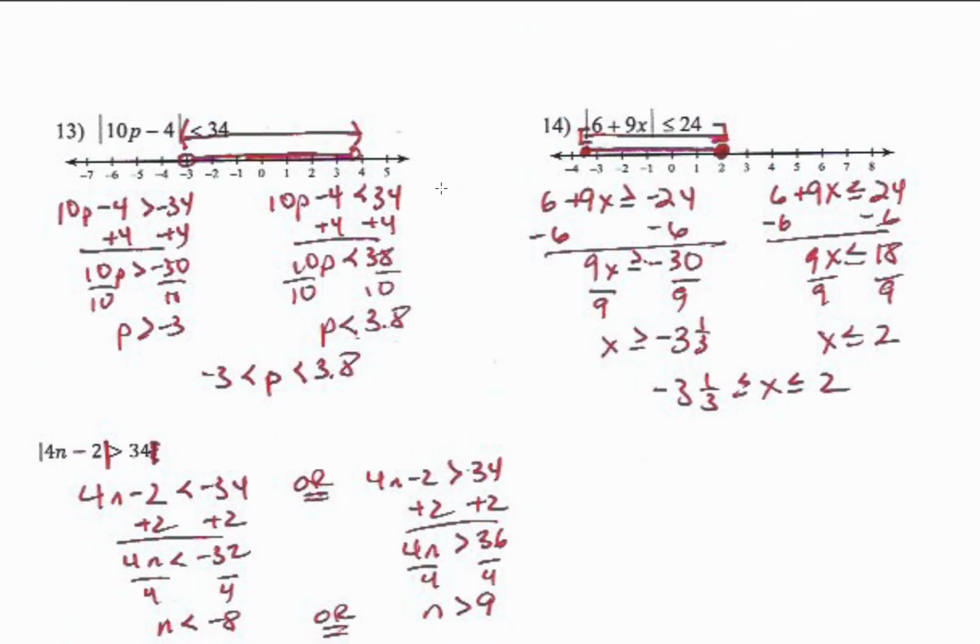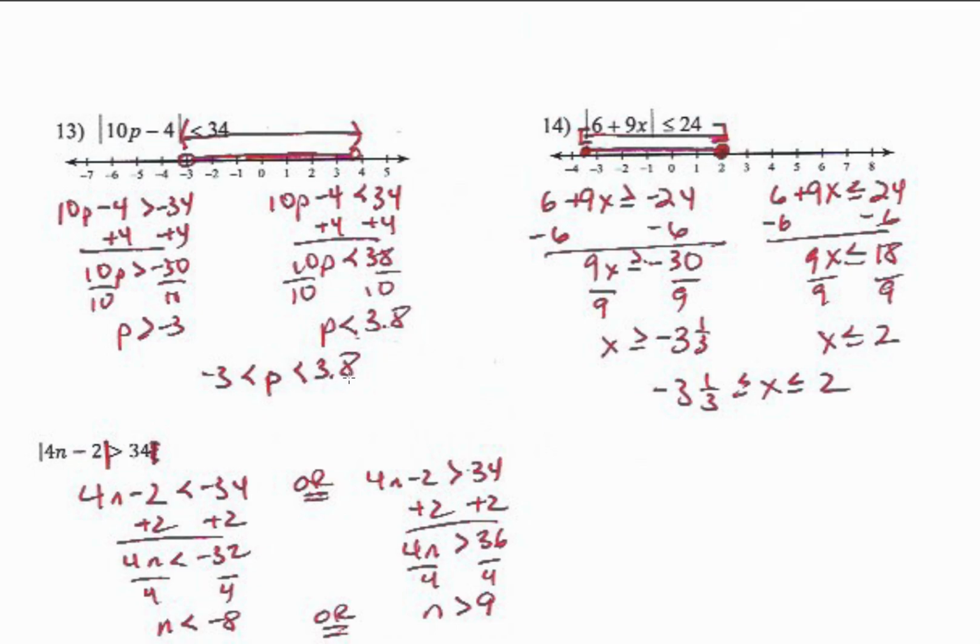Here we have 2 less thans, so we know they're bounded intervals. They will always look like they do on the bottom here. The first one, number 13, could be greater than negative 34, or it could be less than positive 34. Adding 4 to both sides, 10p is greater than negative 30. Dividing by 10, p is greater than negative 3. Or, adding 4 to both sides, 10p is less than 38. Dividing by 10, p is less than 3.8. So here's your range: negative 3 is less than p, which is less than 3.8.